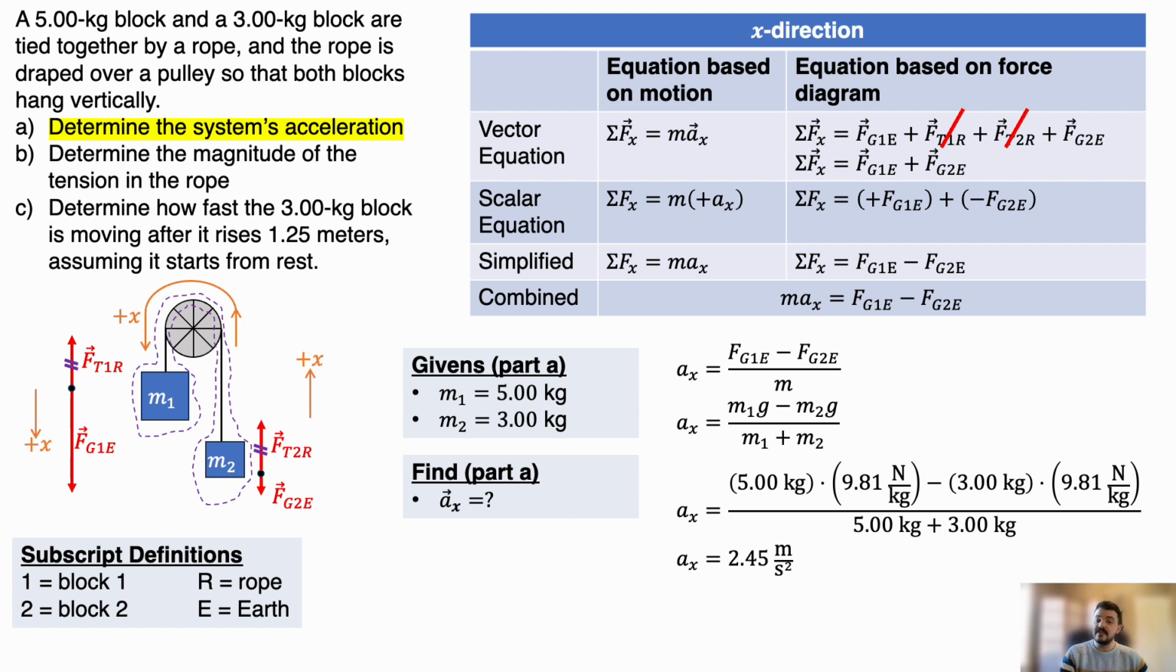Last step when I'm trying to solve for a vector is to, once I have the scalar magnitude, go ahead and put a vector arrow back above the symbol and indicate the direction information. So the acceleration in the x direction is 2.45 meters per second squared in our positive x direction, meaning down for block 1 and up for block 2. So that is how you find the acceleration. That's part A. Let's move on to part B.